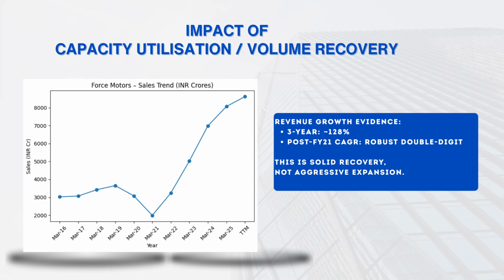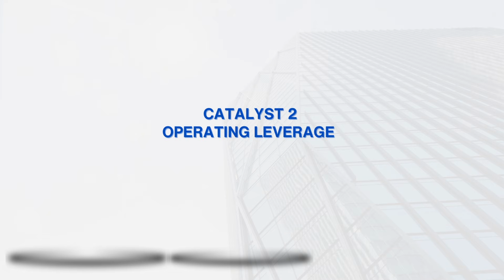Your existing capacity absorbed that demand, and utilization improved and revenue followed, right? So that's the initial catalyst one. And this brings us to the impact. The impact was massive. Revenue growth over the past 3 years is approximately 128%, which is a double-digit CAGR post fiscal 2021. Now, the second catalyst which Force Motor had was operating leverage.